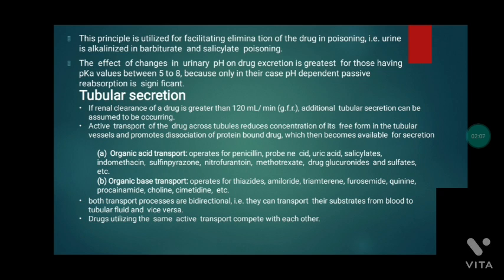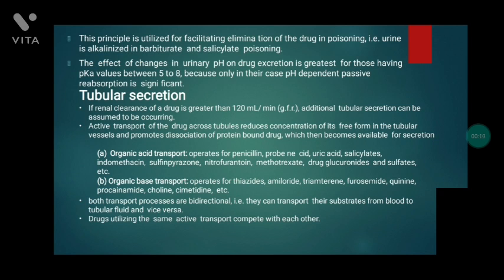Active transport of the drug across tubules reduces concentration of its free form in the vessels and promotes dissociation of protein-bound drug, which then becomes available for secretion. Organic acid transport operates for penicillin, probenecid, uric acid, salicylates, indomethacin, etc. Organic base transport operates for thiazides, furosemide, and quinine. Both transport processes are bidirectional.